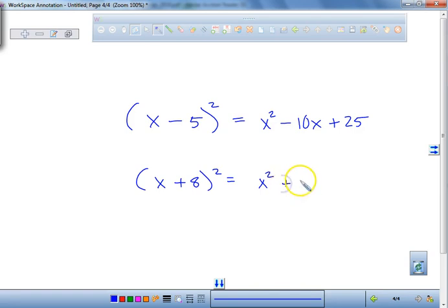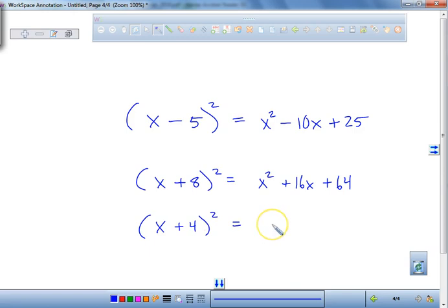Plus 18. No, sorry, that's 16. Yep, 16 x, good. Plus 8 times 8. Yes, 64. Got it. How did I get the middle term? I added 8 plus 8 to get 16, and 8 times 8 to get 64. You're up next. Just letting you know, you're up next. Good luck. Go.